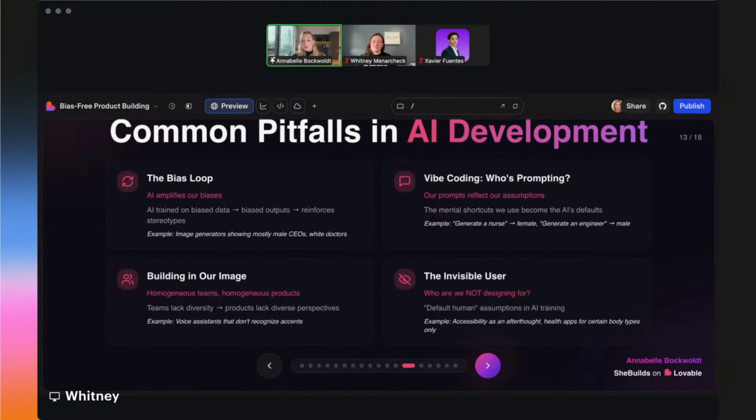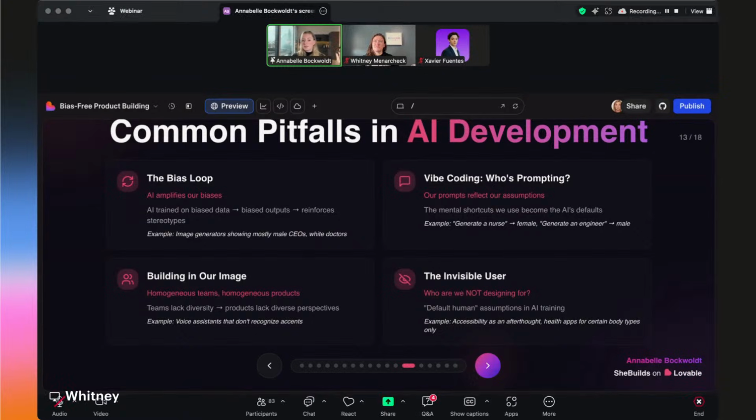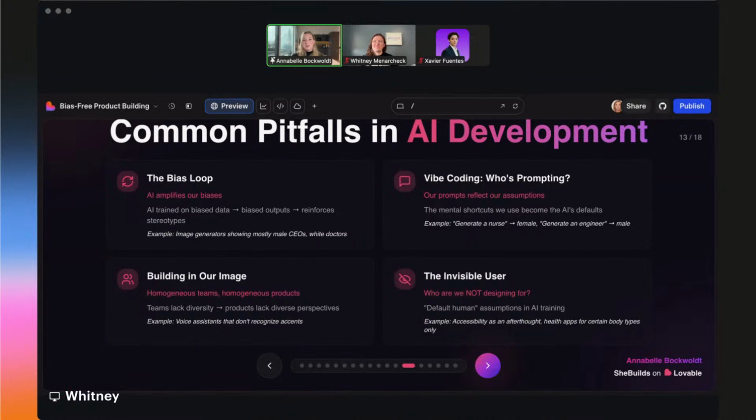So you need to eliminate this kind of issue as early as possible by recruiting for diversity and involving as many different perspectives as possible. And also when it comes to vibe coding, who's prompting, of course, become aware of your own biases and of your own shortcuts. So if you ask for a picture of, let's say, a doctor or a CEO or a nurse, question the output that you receive and say, well, okay, now the nurse was female, please give me a male nurse, or give me a female CEO, or a Black CEO.